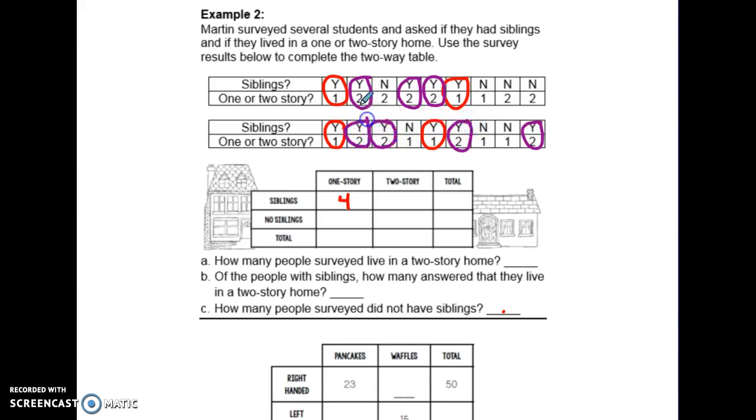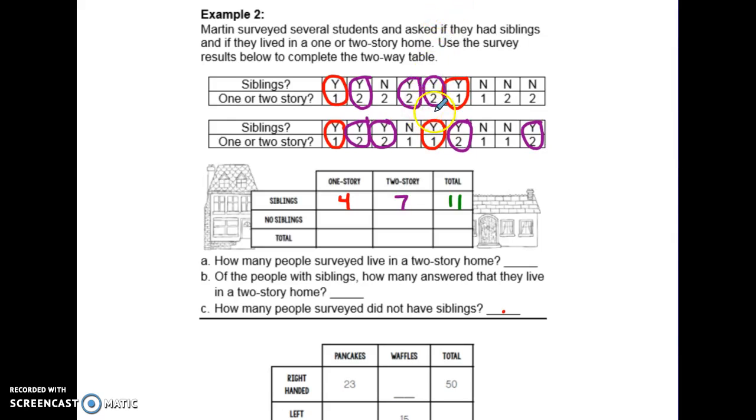And let's see if I got them all. 1, 2, 3, 4, 5, 6, 7. So I have 7 people who have siblings in a two-story building. Now, if you want, you can go ahead and total this row up. There's 11 people total that said they have siblings. That's what we know so far.